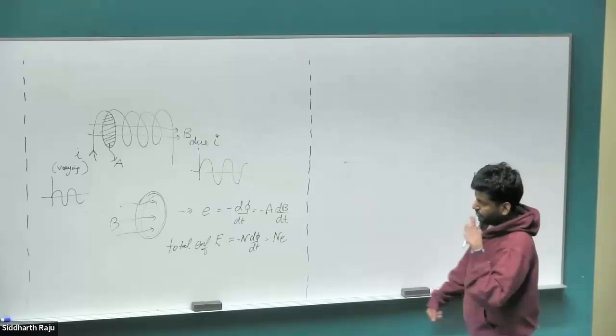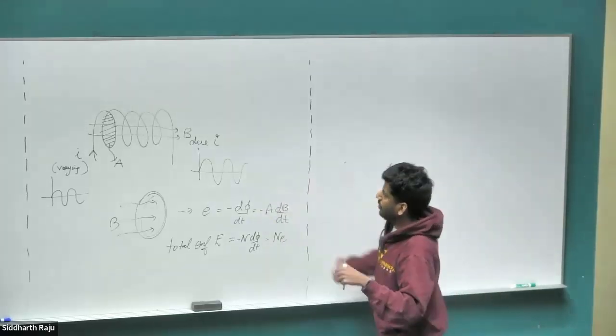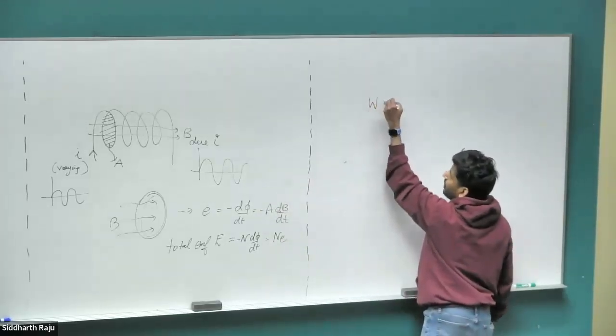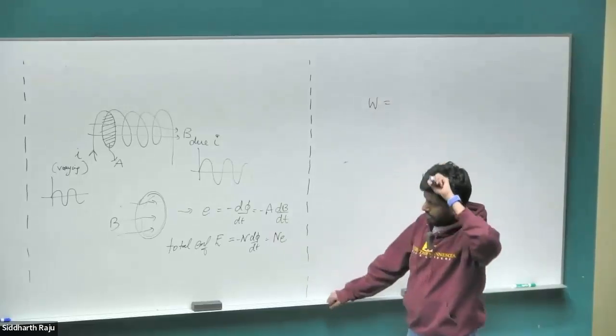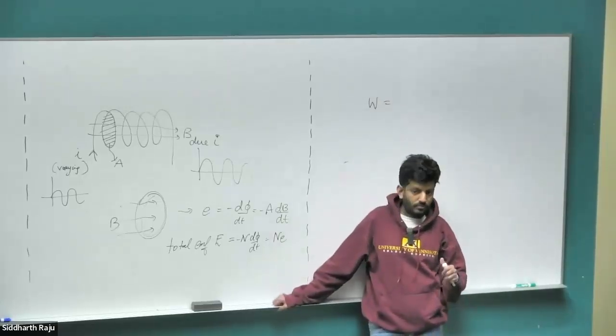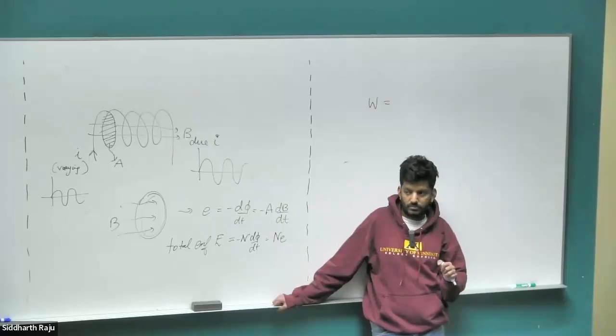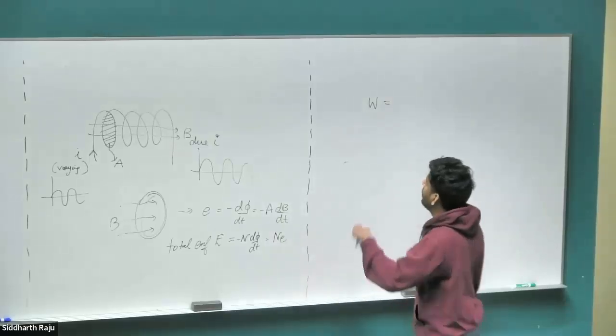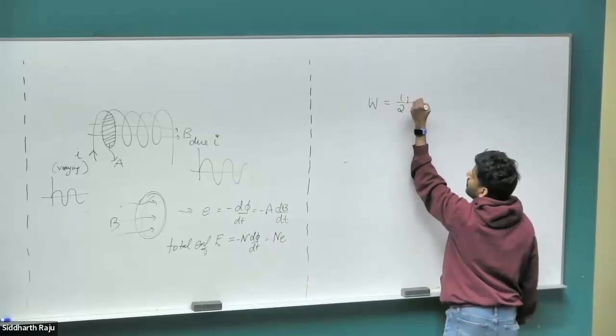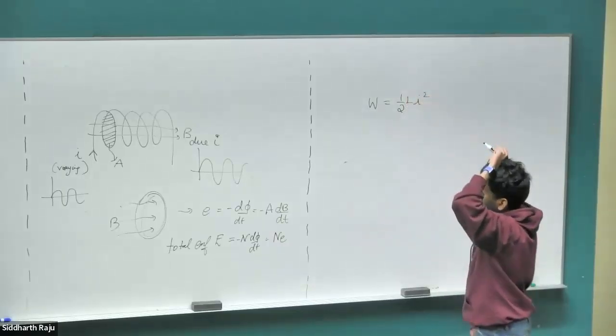So when I have the solenoid, which is basically an inductor, what is going to be the energy in the solenoid? Anybody? 1/2 L i squared. Half L i squared. What do we get there?